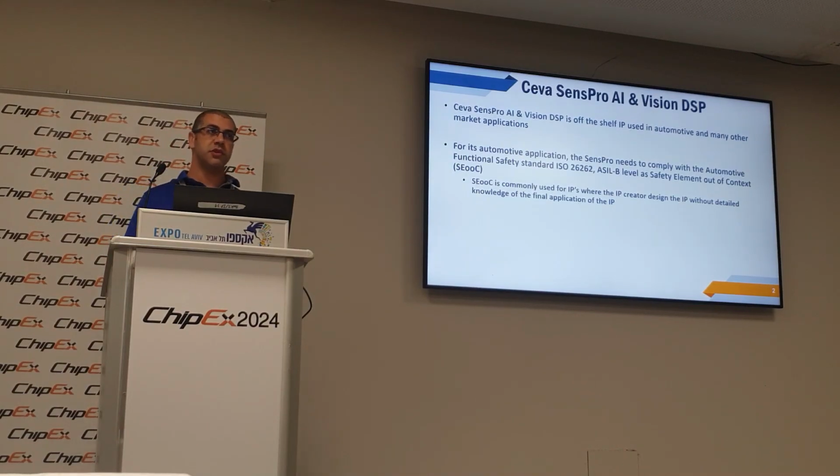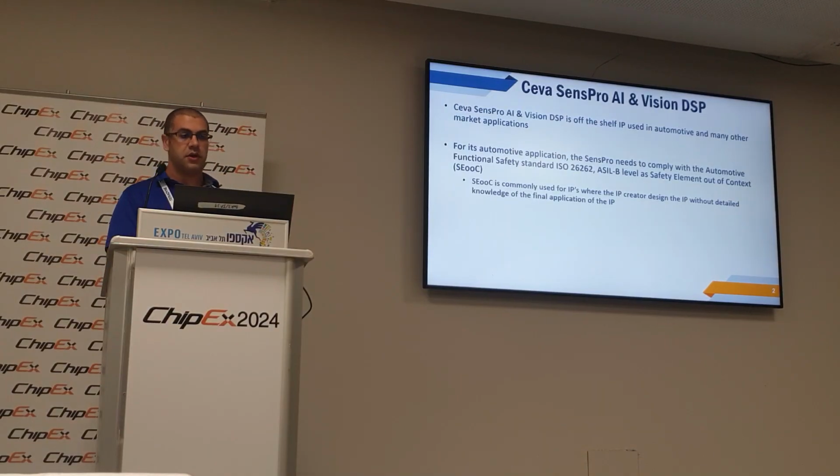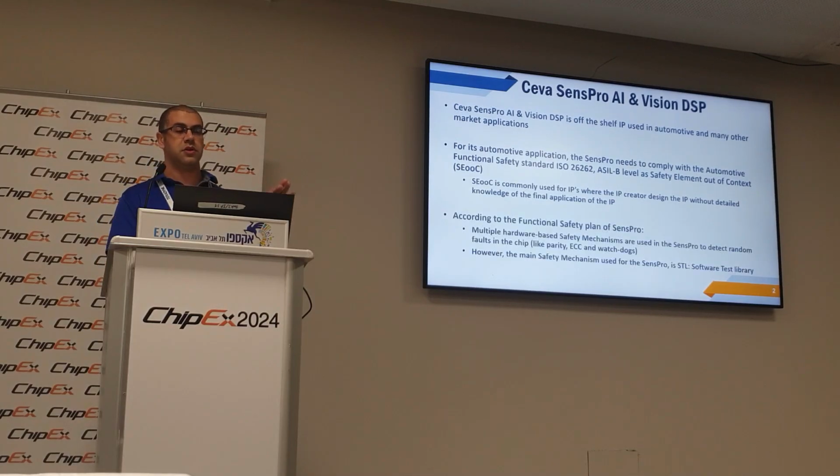The requirement for this IP was to meet the standard of ISO-26262 with the ASIL-B requirements as a safety element out of context. Now, what do we mean by safety element out of context? When the designers design this IP, they do not totally know the full details of how this IP will be used. So they need to keep this in mind when they design the safety.